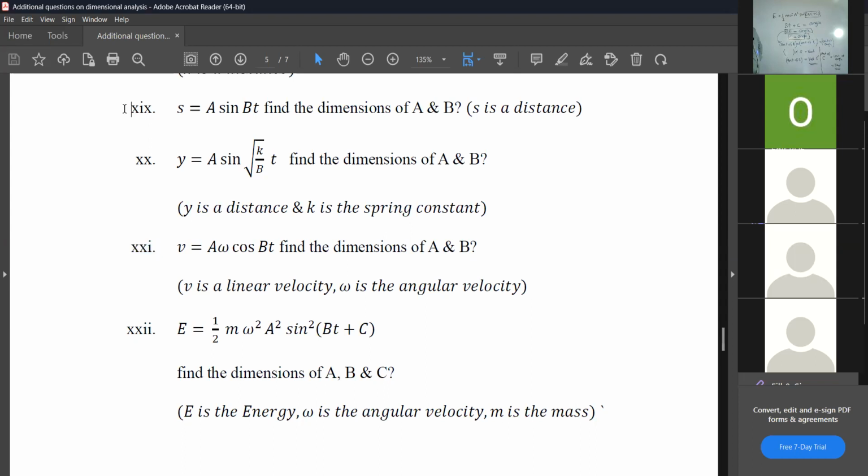You can do question number 19 and 21. Don't do question number 20, I will explain that one. Do question number 21 and 19. Just find the units. If you don't want to find the dimension, you can use the answers we did previously.